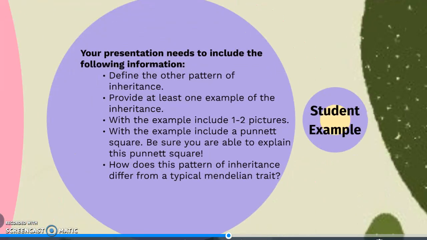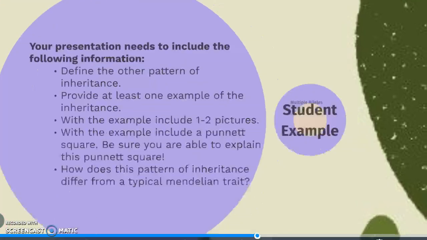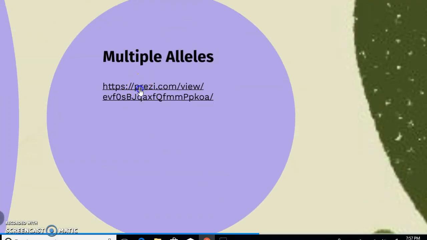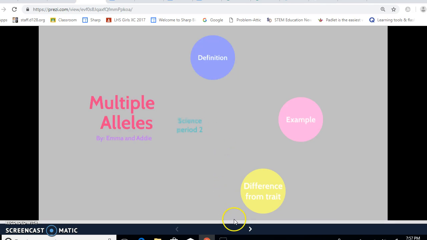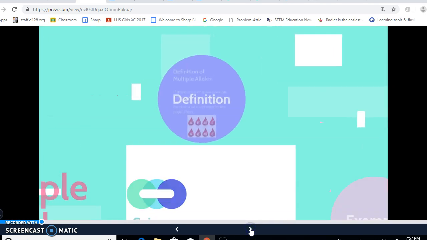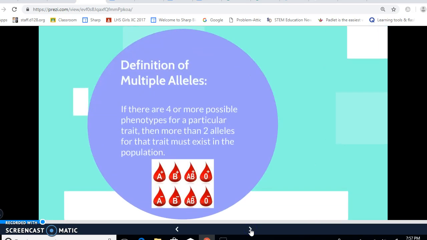What I was looking for in their presentation was really simple. They just basically had to define their pattern of inheritance and go through a Punnett square example of it and be able to explain how it differs from a typical Mendelian trait. So looking at a group's example of multiple alleles that they put together, this group did multiple alleles. The first slide is just giving a basic definition for the group on what multiple alleles are.